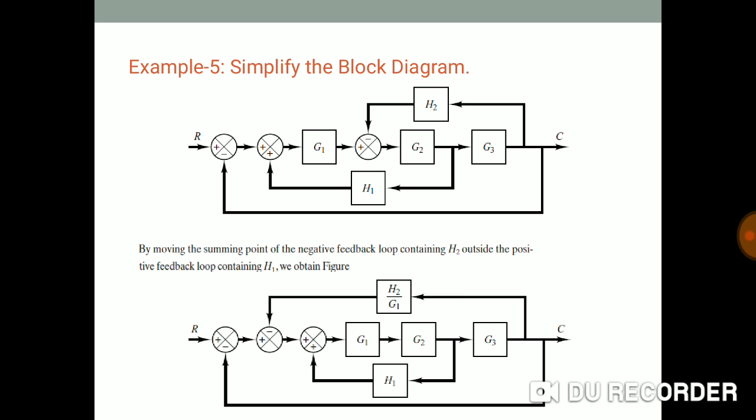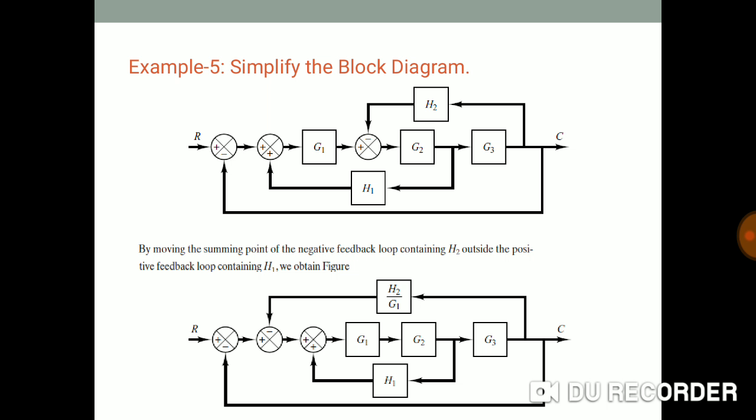Then next example we will discuss, example number 5. Simplify the block diagram. This block diagram is provided. Here it is. The first important point is, by moving the summing point of the negative feedback loop containing the H2 outside this positive feedback loop containing the H1, we will obtain.